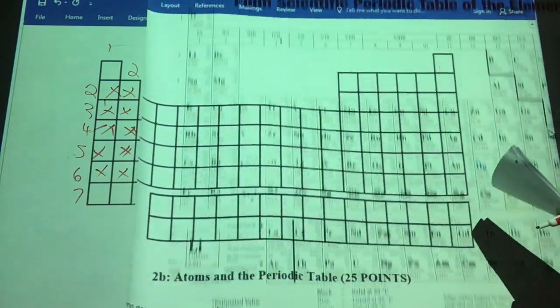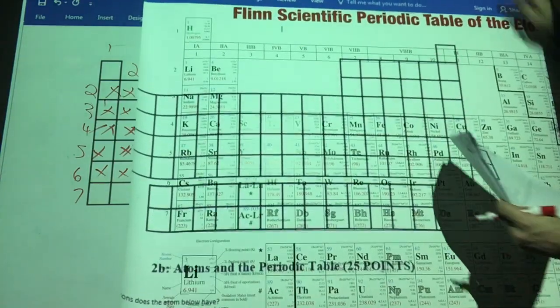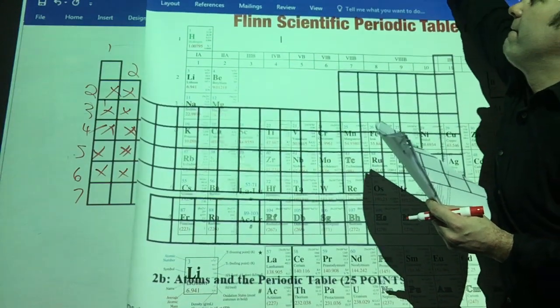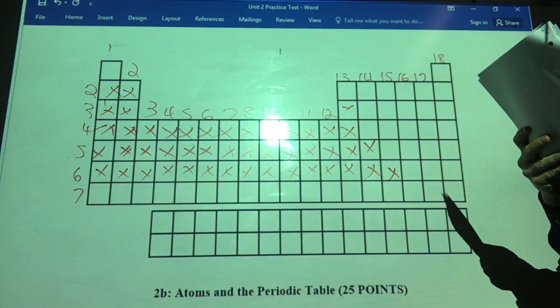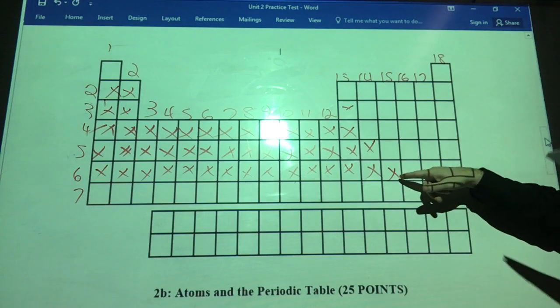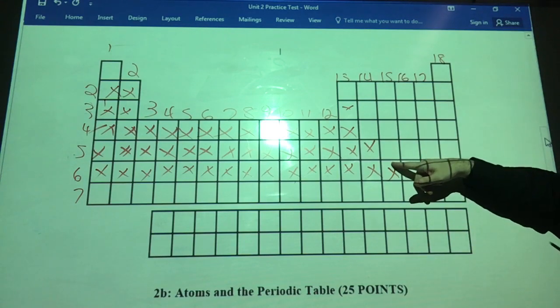1, 2, 3. Okay. It was in group 15. Right there. Up to bismuth. So include bismuth in it.